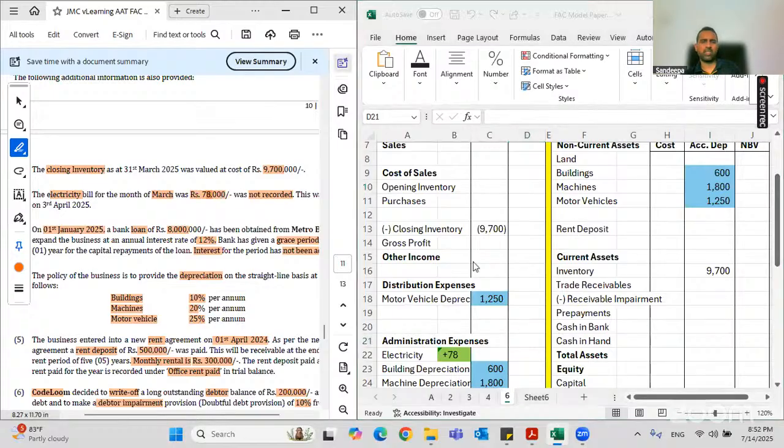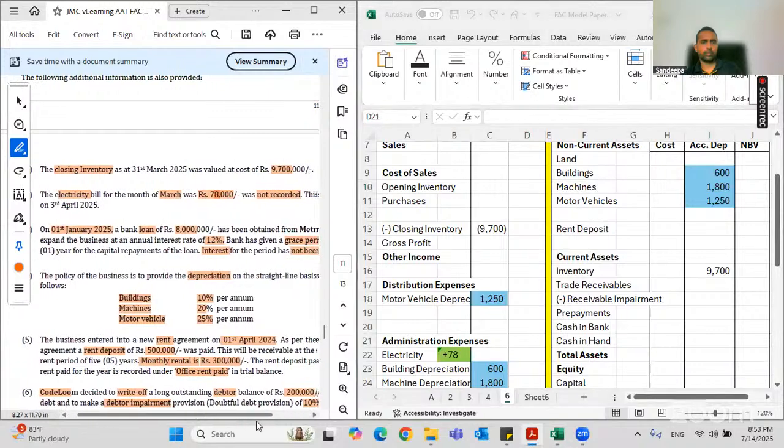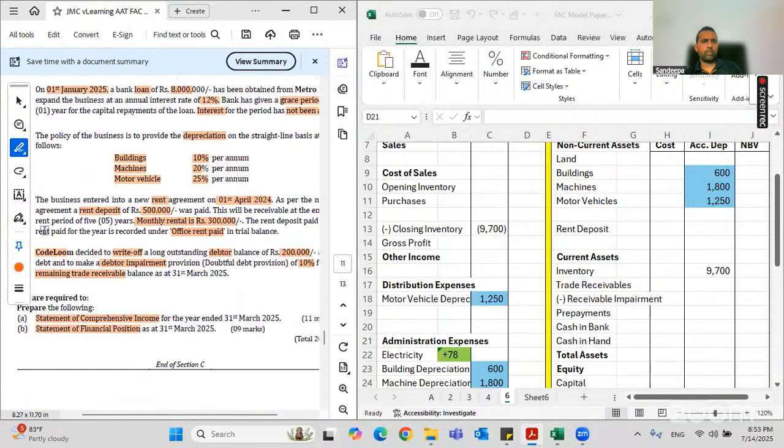Okay? It's very easy. Right? Okay, look at the 5th adjustment. We are done with depreciation. Business entered into a new rent agreement on 1st of April. As per the agreement, rent deposit 500 was paid. This will be receivable at the end of the 5 years. Monthly rent is 300. Rent deposit and the rent paid is recognized under office rent.